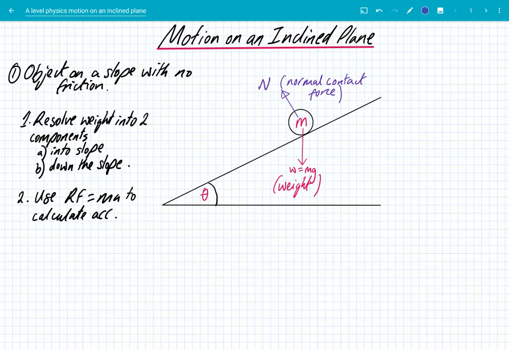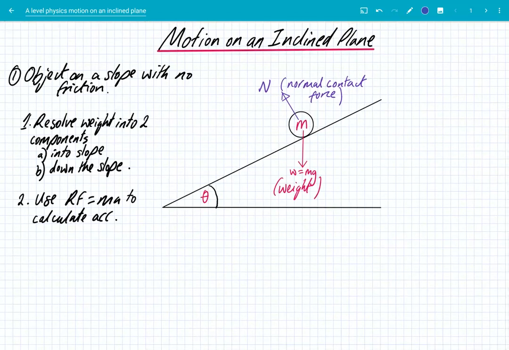Hey, what's up? We're going to look at motion on an inclined plane. From when I've taught physics, this has always been a topic that students have struggled with, but it's actually not that difficult. So you can see in this diagram, this is a typical scenario that you'll get given in the exam. We've got a slope, which has got an angle theta, and we've got a mass m, which is on this slope. We're going to look at the case where there's no friction to begin with.